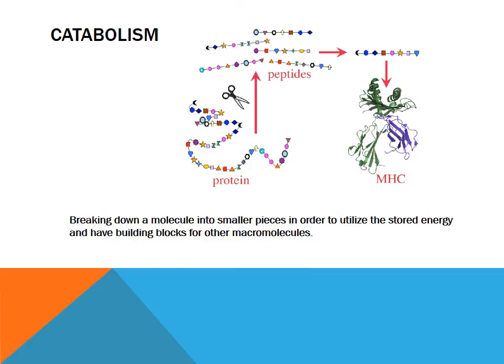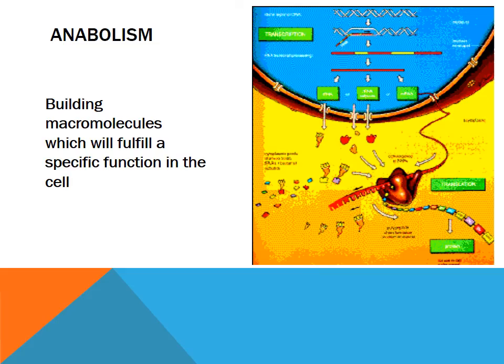Once you break them down, you can release the stored energy to build other macromolecules, and you've recovered monomers to do the same. The reverse is anabolism. Anabolism builds macromolecules. Typically, this is going to require energy. You use monomers to build things.